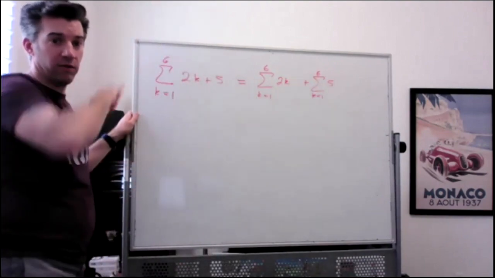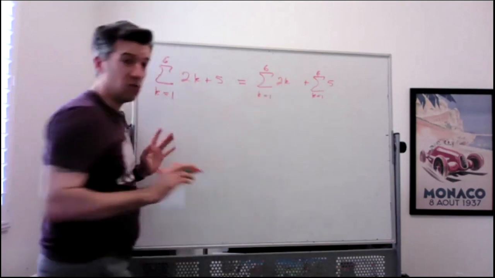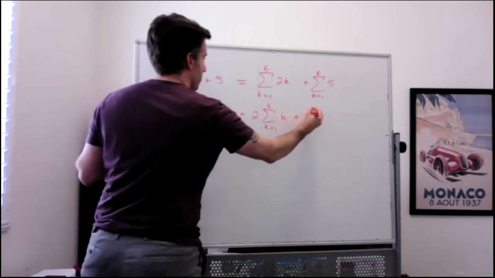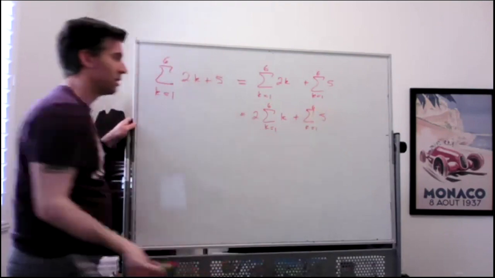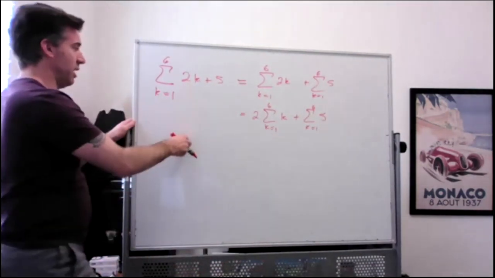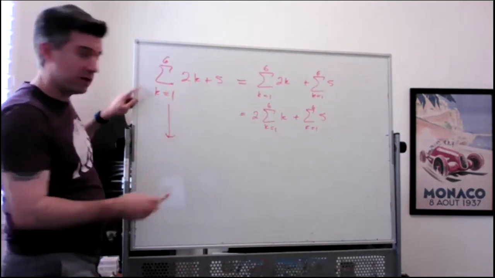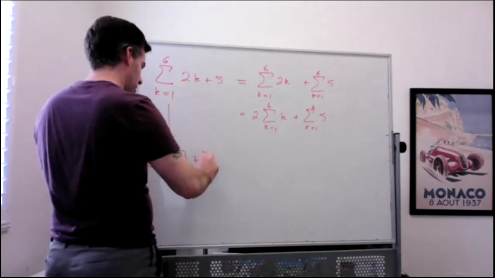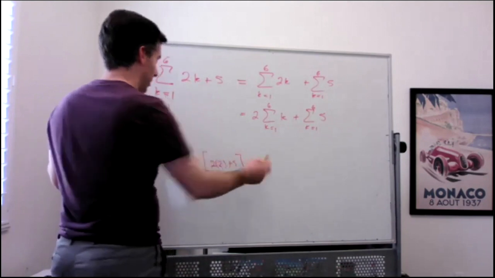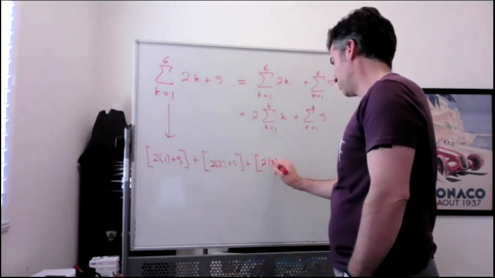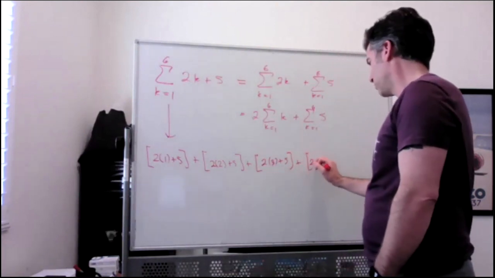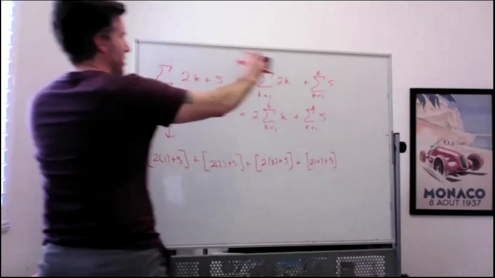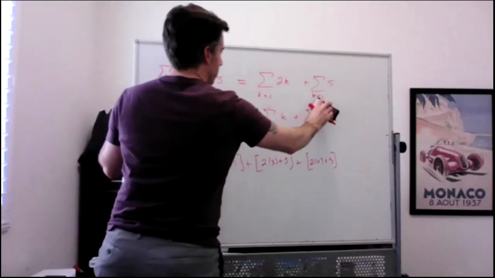And then I'm also allowed to factor out any constant multiples. Now let me show you why. So what I'm saying is I can get to this. Here's why we're allowed to do this. Let me just write this out. So if I plug in k equals 1, I get 2 times 1 plus 5. If I plug in k equals 2, I get 2 times 2 plus 5. If I plug in k equals 3, it goes on a bit. Let's stop at 4. 4 is enough to see what we're trying to get at here.